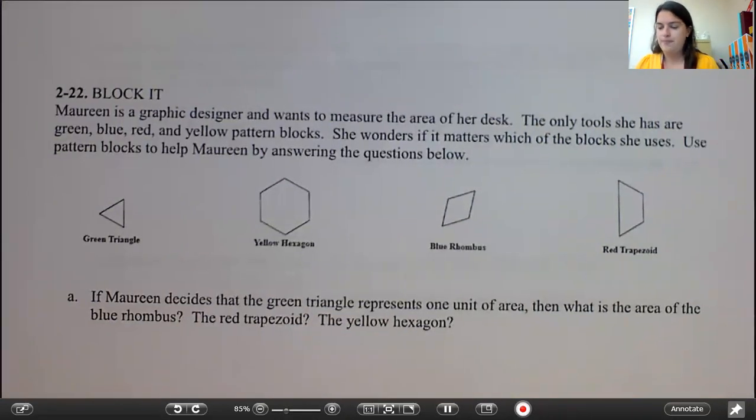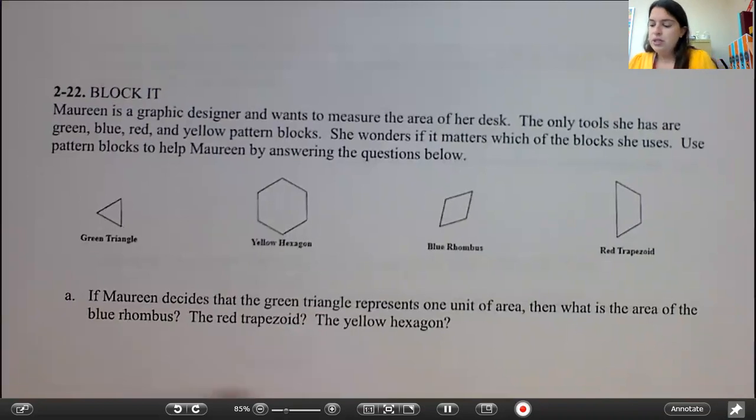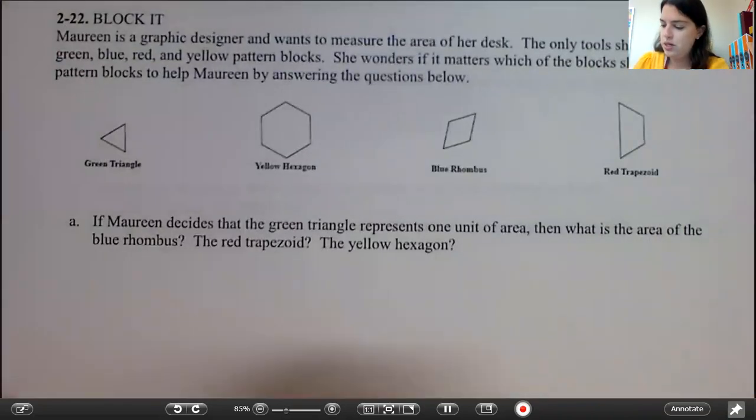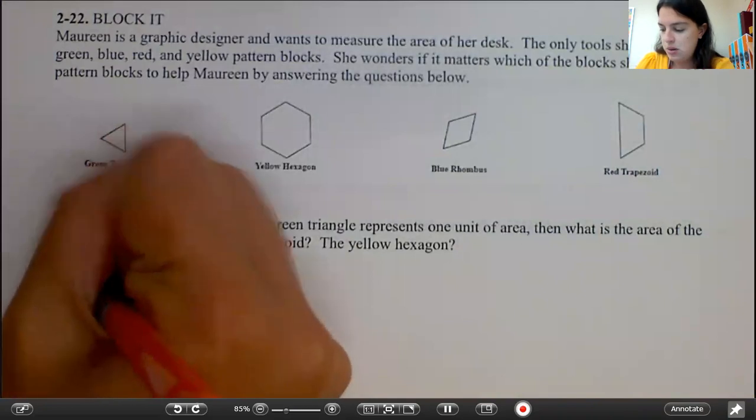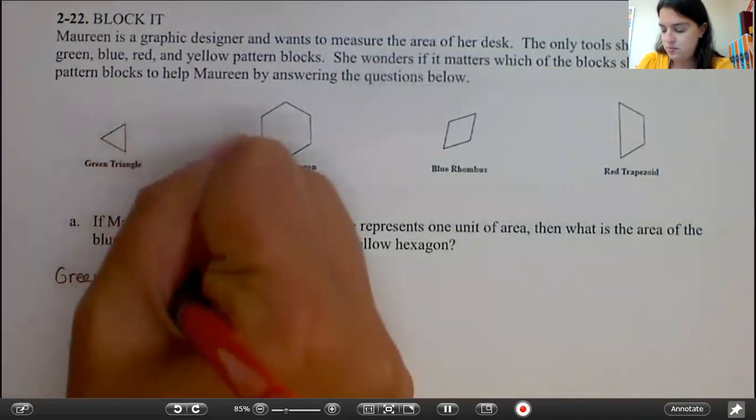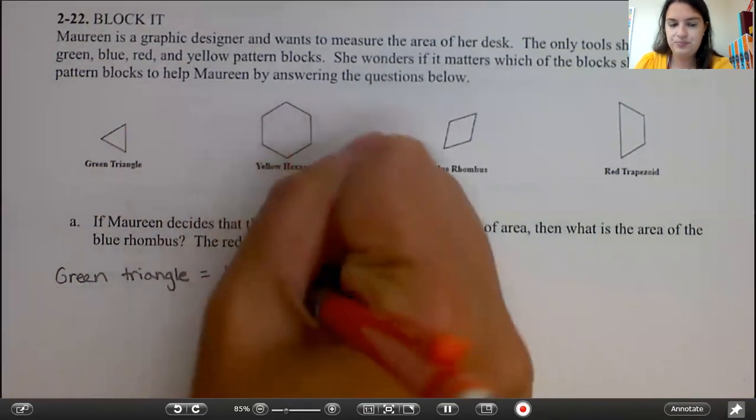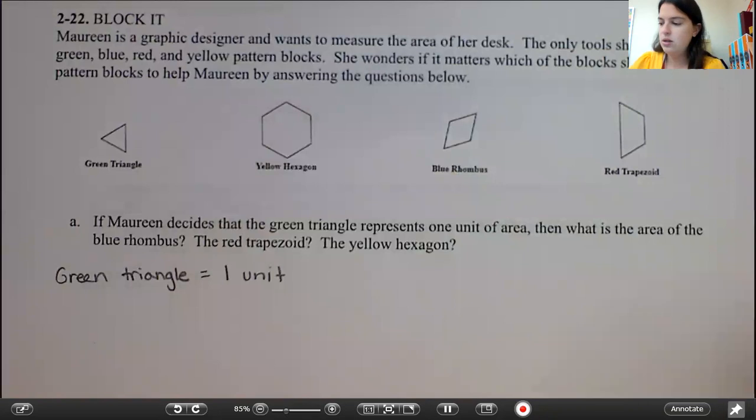So we're going to start with part A. If Maureen decides that the green triangle represents 1 unit of area, then what is the area of the blue rhombus, the red trapezoid, and the yellow hexagon? So we're going to figure this out. We know the green triangle equals 1 unit. So here's my 1 unit.